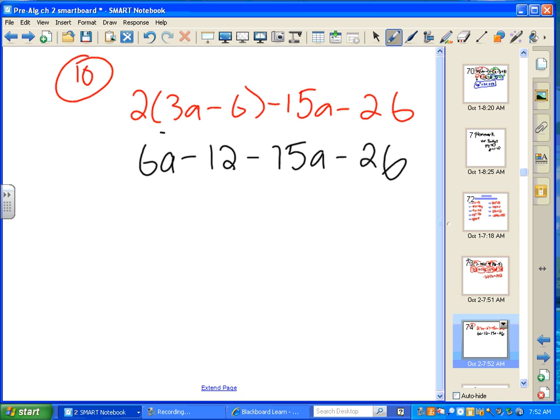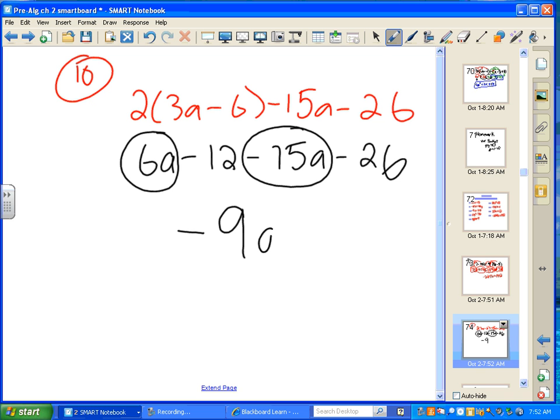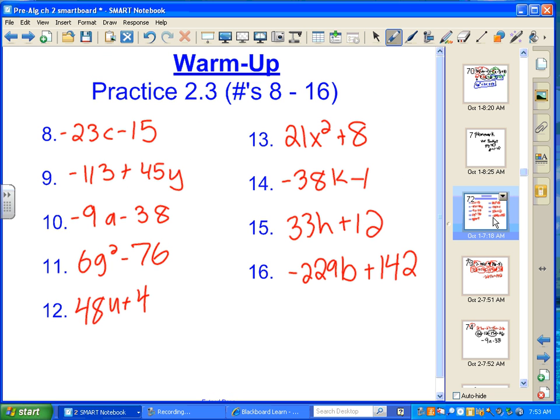So now, here's how you get the negative. 6a minus 15a is negative 9a. You with me? And then negative 12 minus 26 is negative 38. You okay? Okay, Annalise? There you go. Matt? Yes.